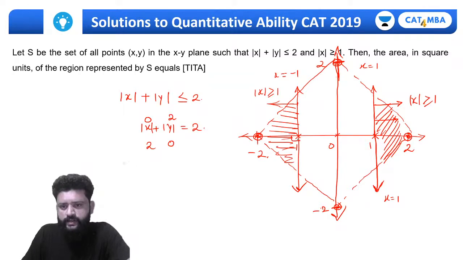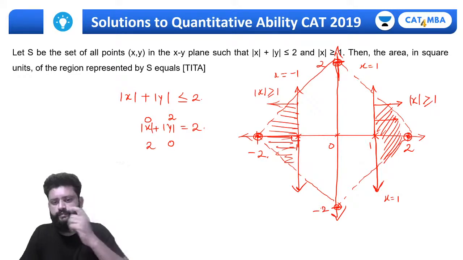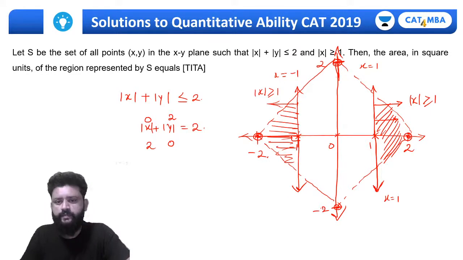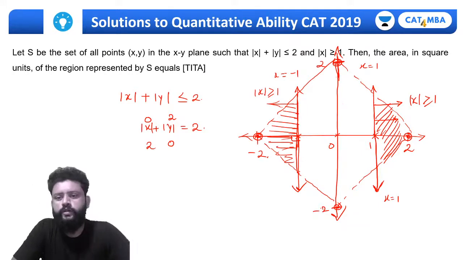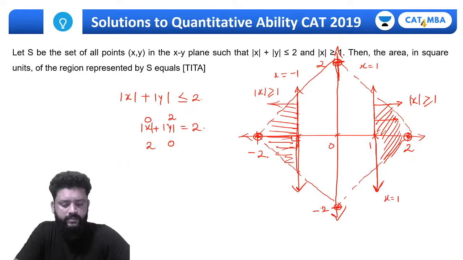Area is base into height, so this is 1. This will be 2. So 1 plus 1, answer must be 2. Hopefully you understood that.